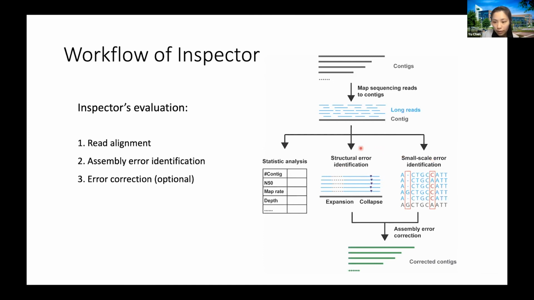Both the structural errors and the small errors will be distinguished from the genetic variants based on the ratio of error-supporting reads. A true assembly error will have about 100% of the reads supporting this event because both haplotypes are different from the contig. But if we are looking at genetic variants, only one haplotype is different. Then only 50% of the reads from that haplotype will support the error event. And by separating the 50% and the 100%, we are able to remove the genetic variants and only keep the assembly errors here. So that's how we identify the errors.